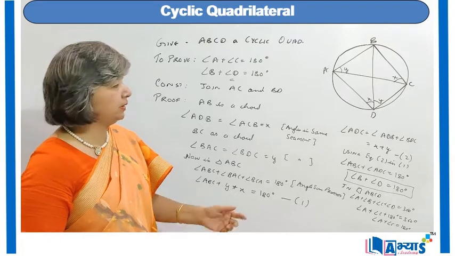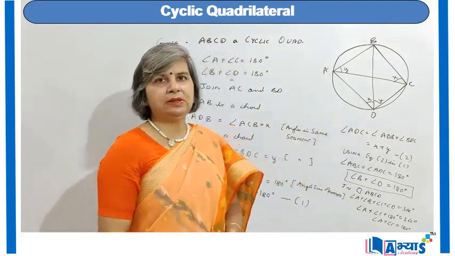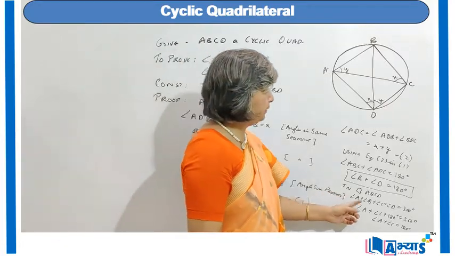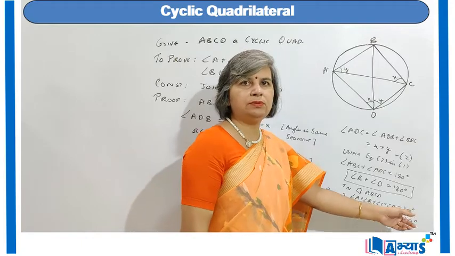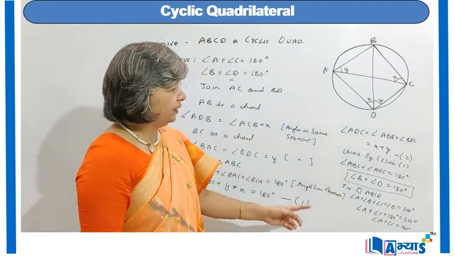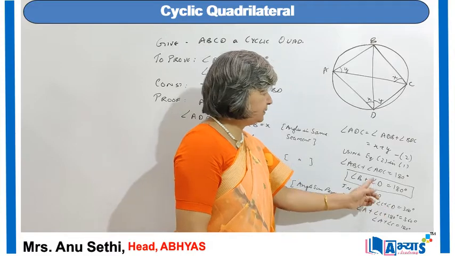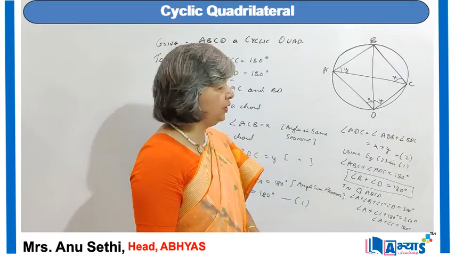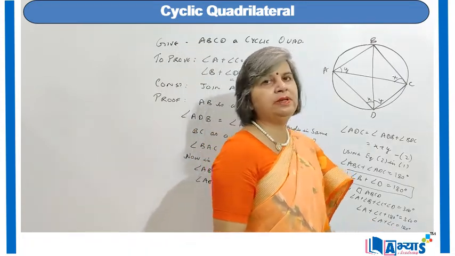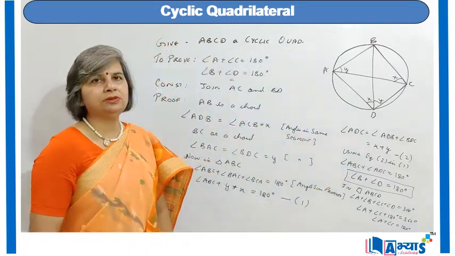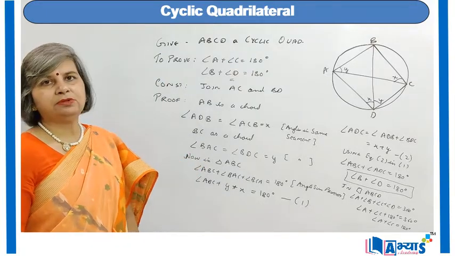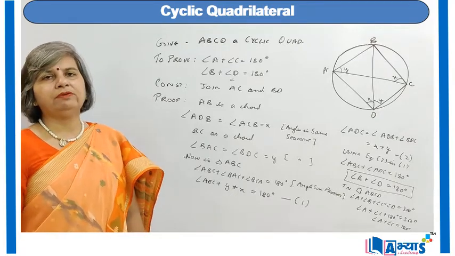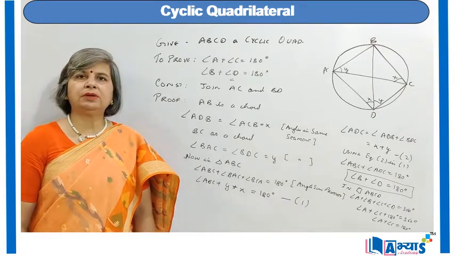But we can take the other method also, because we know that ABCD is a quadrilateral and the sum of the angles in a quadrilateral is equal to 360 degrees. So angle A plus angle B plus angle C plus angle D is equal to 360 degrees. So I have substituted the value of B plus D as 180 degrees. So angle A plus angle C plus 180 degrees is equal to 360 degrees, or I can say angle A plus angle C will be equal to 180 degrees. So hence this is how we can prove that the opposite angles of a cyclic quadrilateral are equal to 180 degrees, or we can say the opposite angles of a cyclic quadrilateral are supplementary.